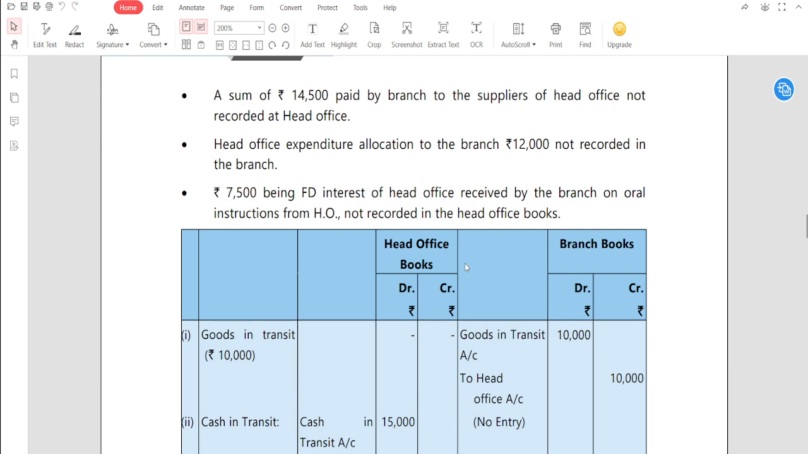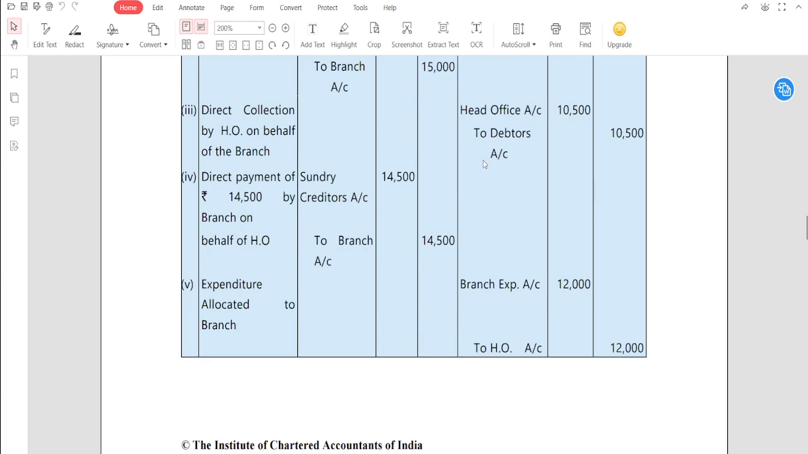What will happen? Say it: HO expenses allocation to the branch not recorded in the branch books. It means we need to record it. Look, when expenditure is allocated to the branch, definitely branch expense account is debited to HO, because HO is the giver of the expenses. So HO is the creditor, credit, and branch expense is nothing but the expenses. All the expenses and losses are debit. That's why branch expense is debited.